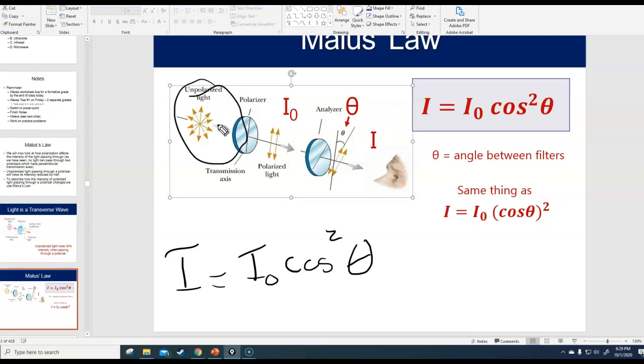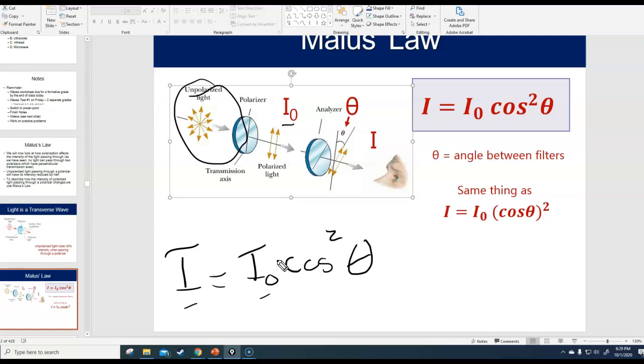This part has nothing to do with Malus's Law. Once we have light that is already polarized and is going through an analyzer, then Malus's Law takes over. I naught, or I0, whatever you want to call it, is the intensity of the light that has already been polarized going into the analyzer. I, in the equation, is the intensity of the light coming out of the analyzer. So this is going in, this is coming out of the analyzer.